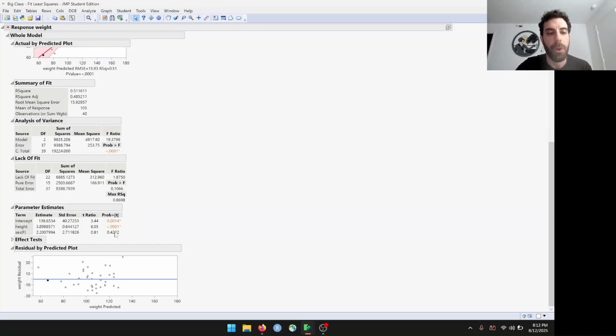Whenever you get a result like this in your parameter estimates with insignificant variables, I want you to rerun the model only including your significant variables. Okay, so we talked about height, we talked about sex or gender, we did not talk about the intercept.